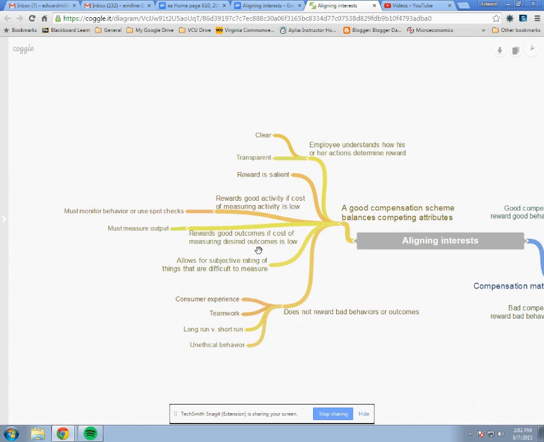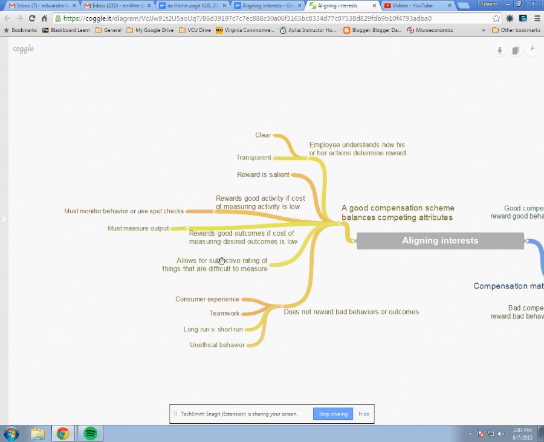You can give them a sales commission based on their output, or you could give them bonuses or payments for every time they visit someone. In that case, you're rewarding good activity. If you reward good outcome, you've got to be able to measure the output.